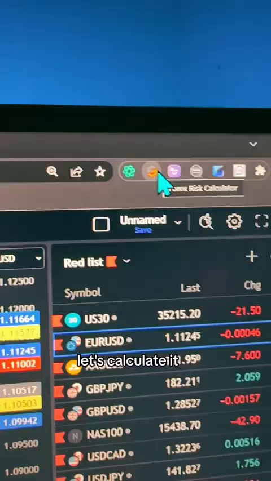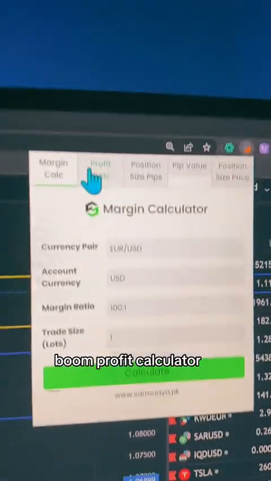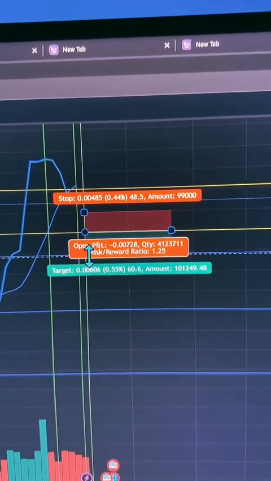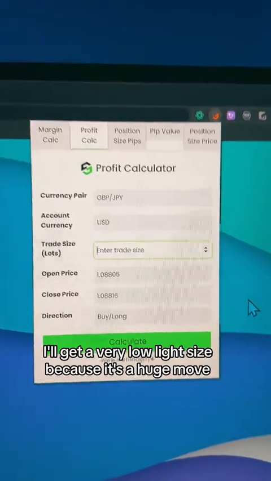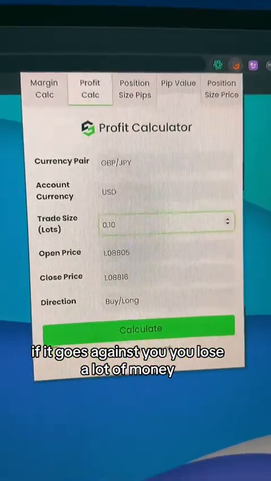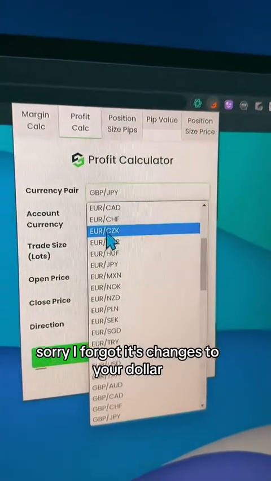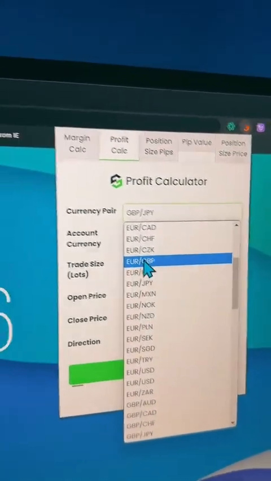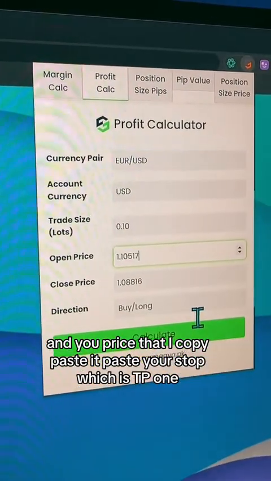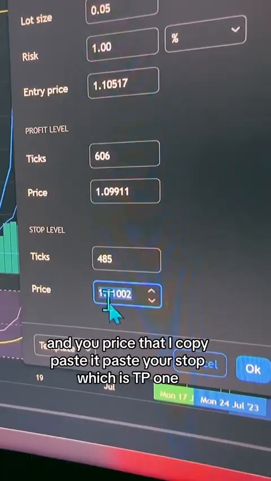Let's calculate it. Boom, profit calculator. Let's do TP1 first. Get your entry price. I would use a very low lot size because it's a huge move. If it goes against you, you lose a lot of money. Sorry, I forgot to change this to EUR/USD. The entry price that I copy pasted. Paste. Your stop, which is TP1.